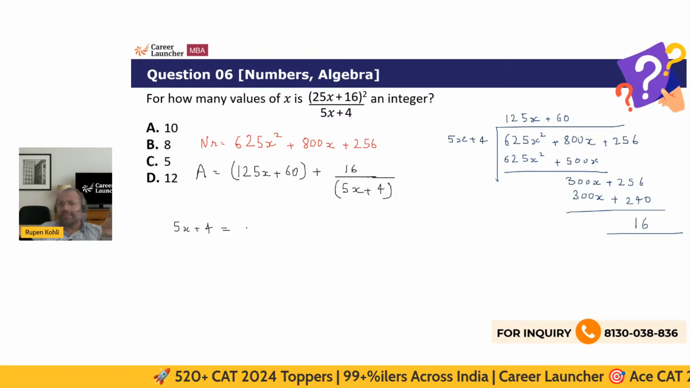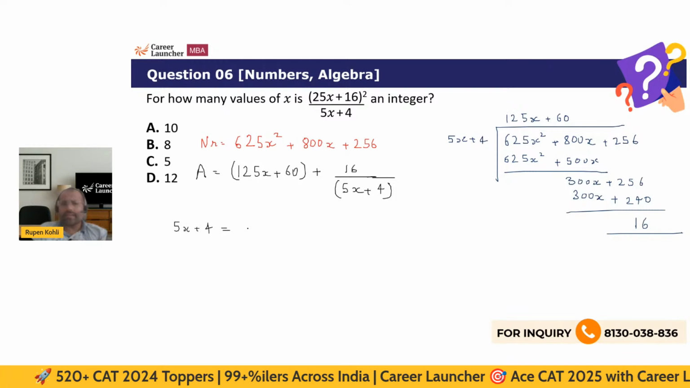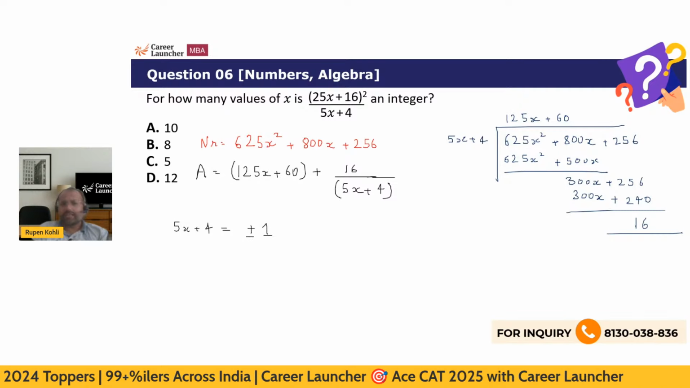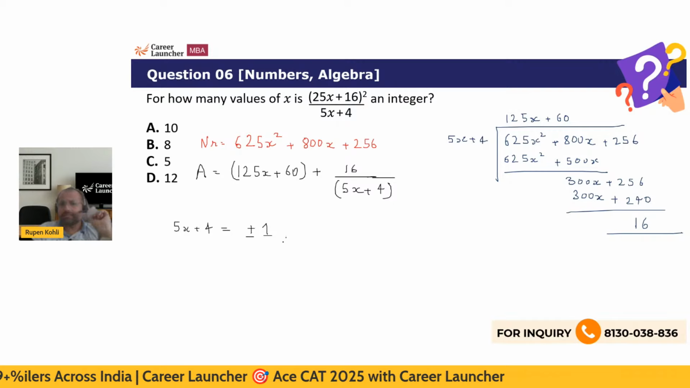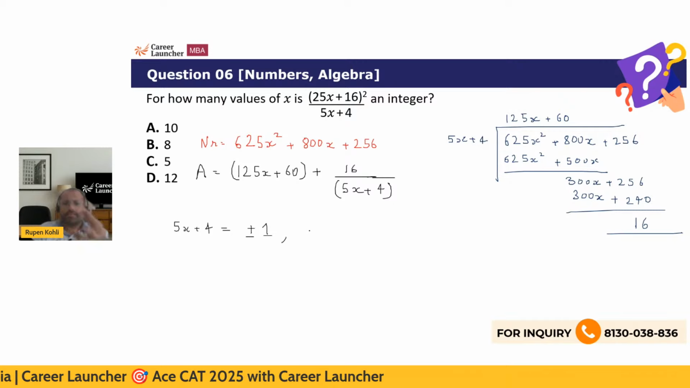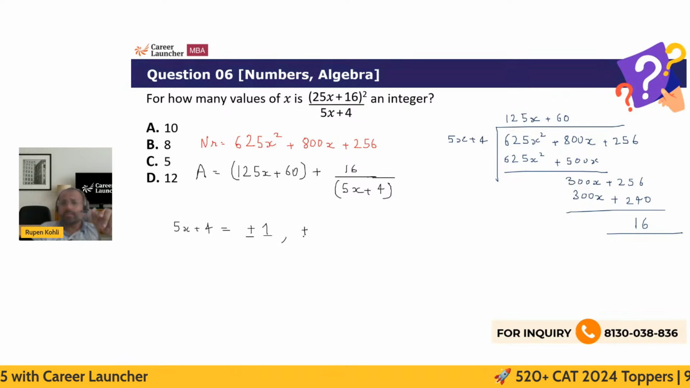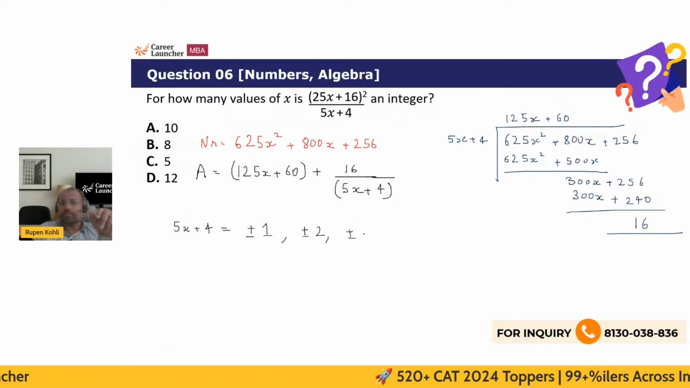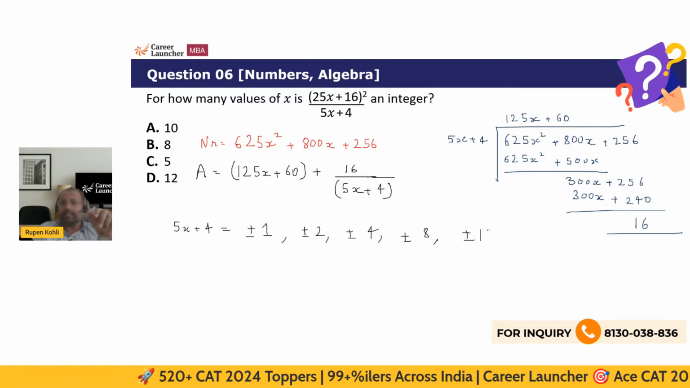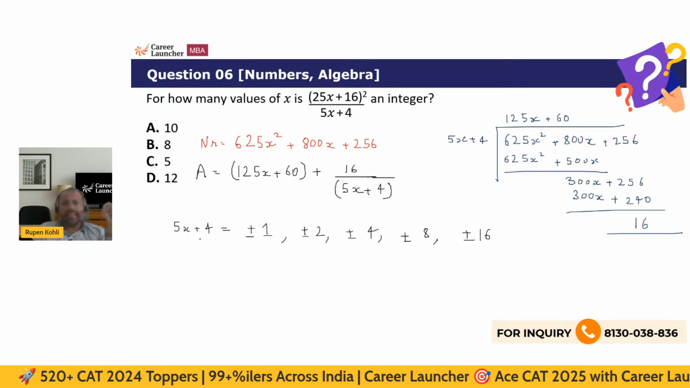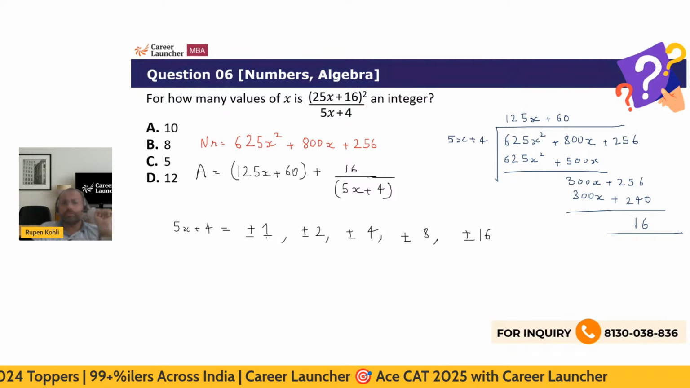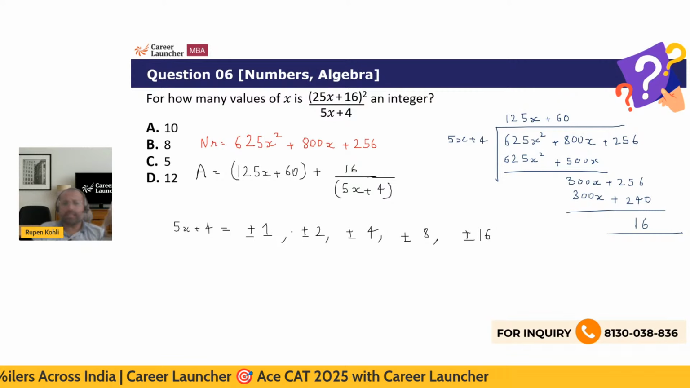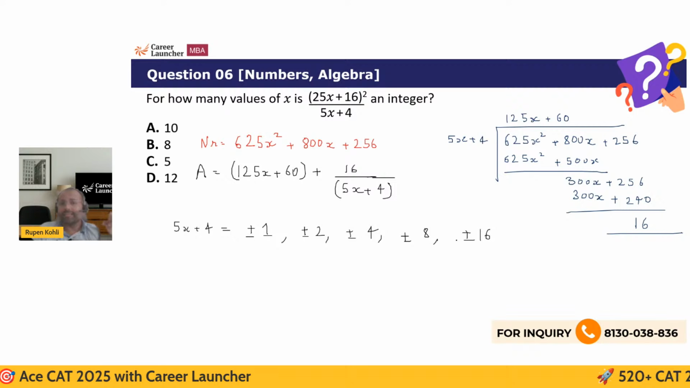So 5x plus 4 could be a factor of 16 with either plus or minus sign. Agree? So if 5x plus 4 is 1 or minus 1, in both the cases, this term will be an integer. What are the factors of 16? 1, 2, 4, 8, 16. So 5x plus 4 could be plus or minus 1, plus or minus 2, plus or minus 4, plus or minus 8, plus or minus 16. For which we'll get how many solutions of x? Obviously, these are 2, 2, 2, 2, 2, 5 times 2, 10 values of x.